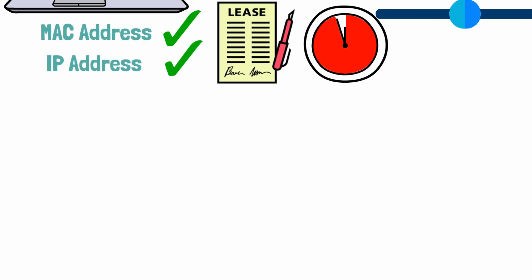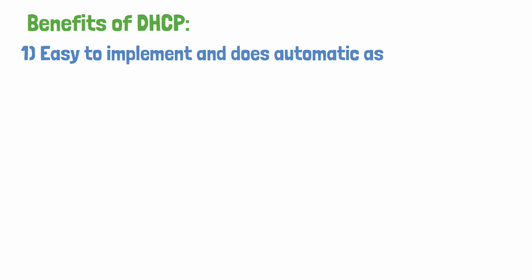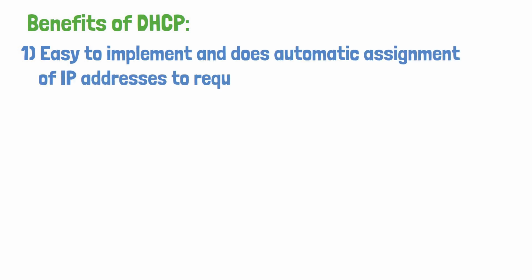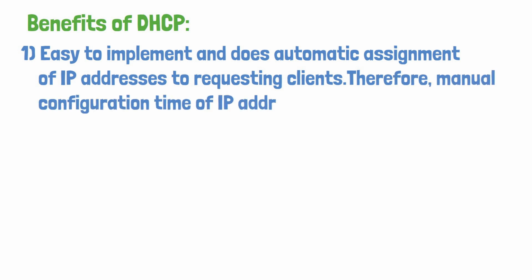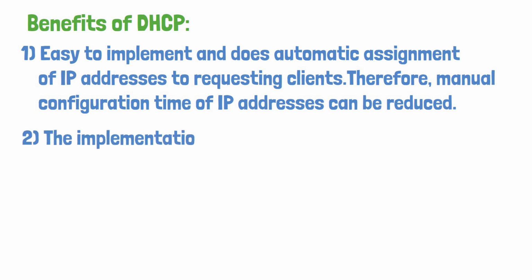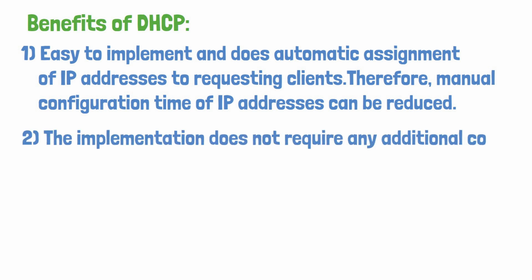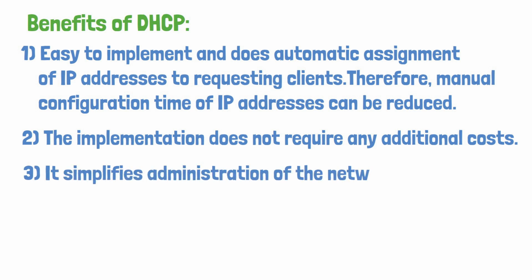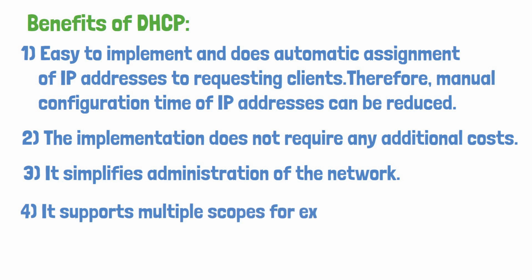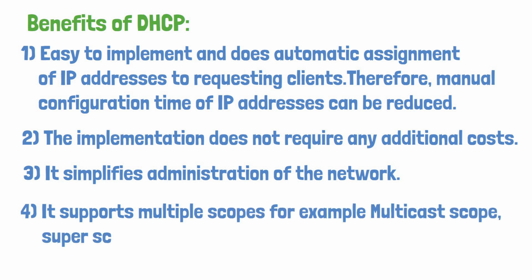Let us learn some benefits of DHCP. Easy to implement and does automatic assignment of IP addresses to requesting clients. Therefore, manual configuration time of IP addresses can be reduced. The implementation does not require any additional costs. It simplifies administration of the network. It supports multiple scopes, for example multicast scope, super scope, etc.